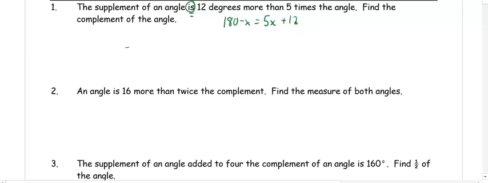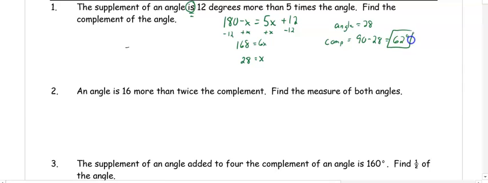So to solve for x, we can add x to both sides, and we can subtract 12 from both sides. So we get 168 is equal to 6x. When we divide, we get x is 28. That means that the angle is 28 degrees. So if we want the complement, we need to do 90 minus the angle, and we get 62 degrees.